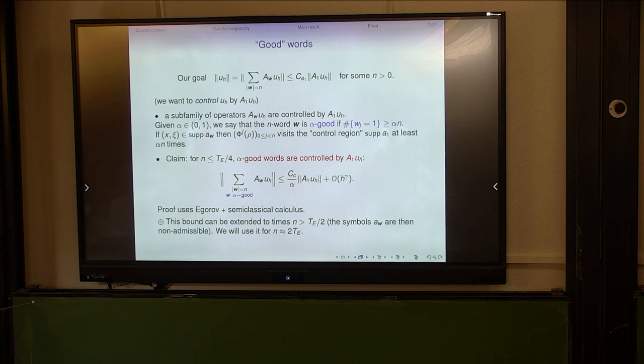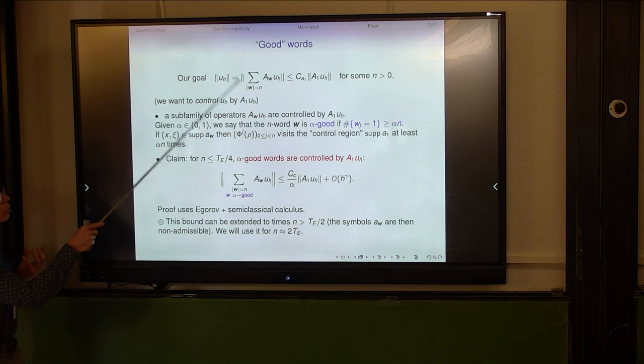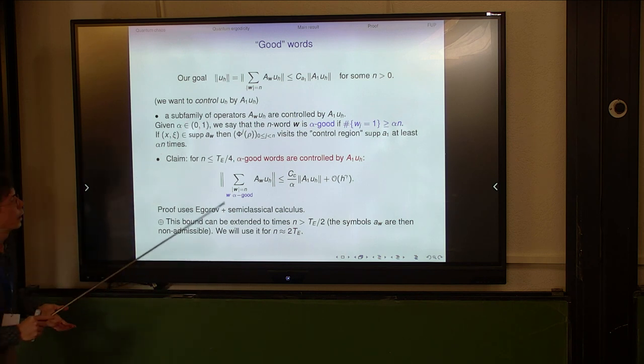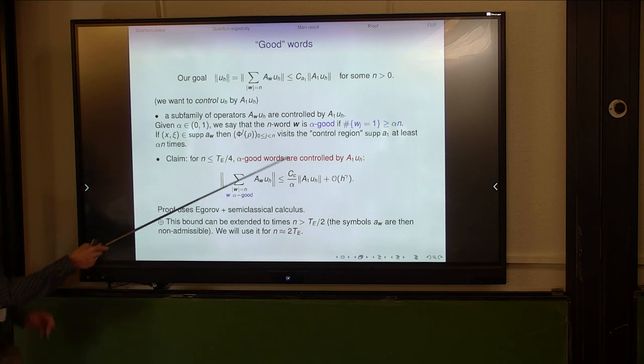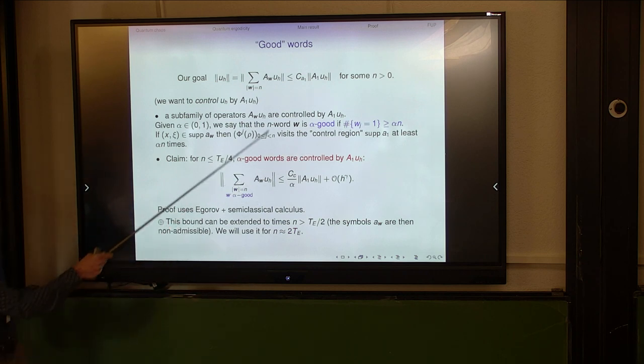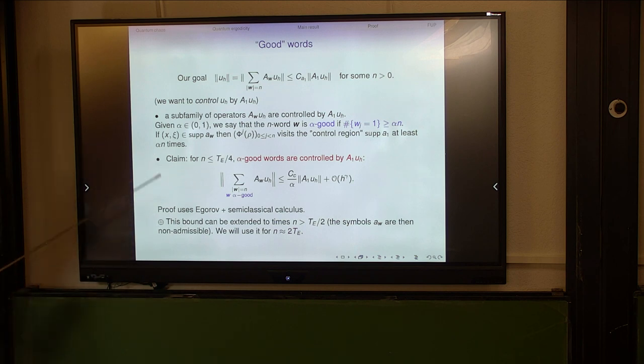So I'm not going to spend much time there. Let's say that by using semi-classical methods, by using the Egorov theorem, this quantum-classical correspondence, and using also other semi-classical tools, one can end up putting in evidence some family of good symbols. One example of this family of good words are the words which contain many ones, or at least sufficiently many symbols one. I remind you that a word is a sequence of ones and twos. If you look at the classical interpretation of the corresponding symbol, to be in the support of this A_w, to be a good word, means that when you look at the trajectory of a point inside the support of this good word, this trajectory will spend a non-negligible time inside the control region.